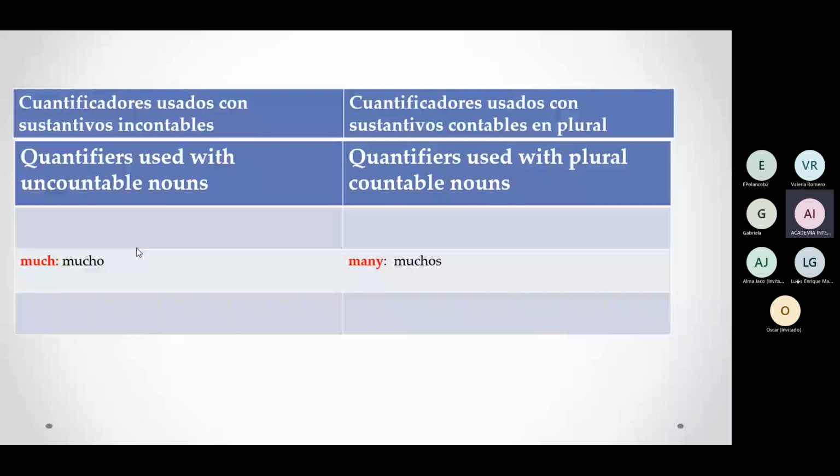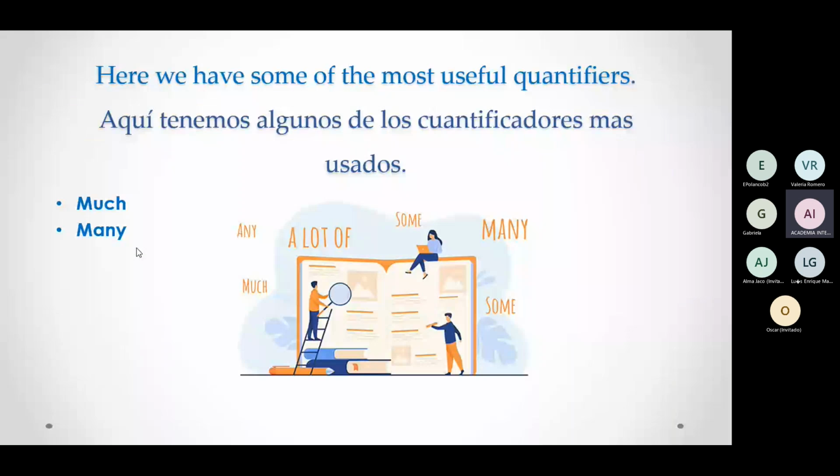But first of all, I would like to know if you have a question right now about this. Do you know what much and many mean? ¿Saben qué significan much and many? Do you have an idea? ¿Tienen alguna idea de qué significan?